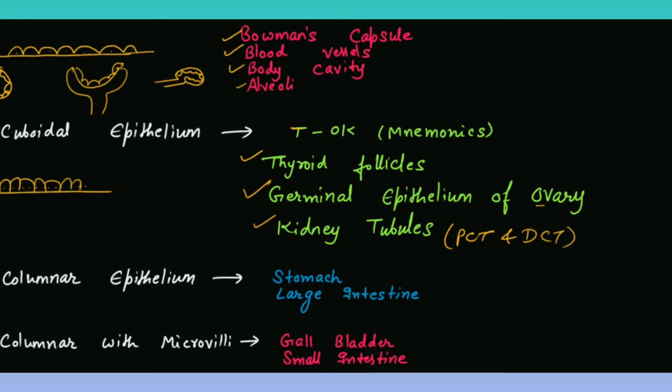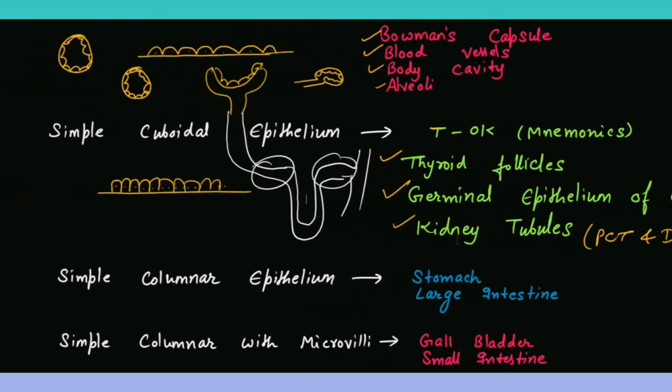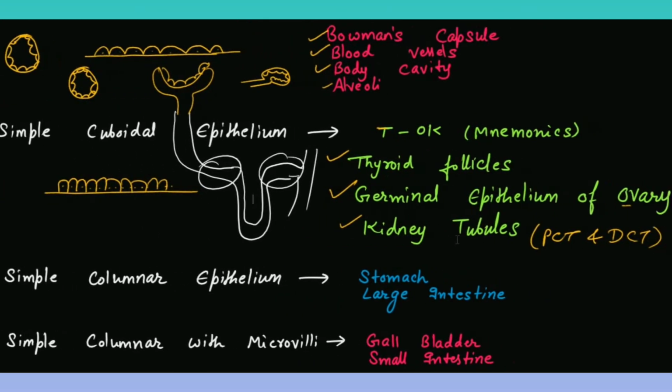So this is the PCT, this is the DCT. They have the simple cuboidal epithelium, and so do the thyroid follicles and the germinal epithelium of the ovary.